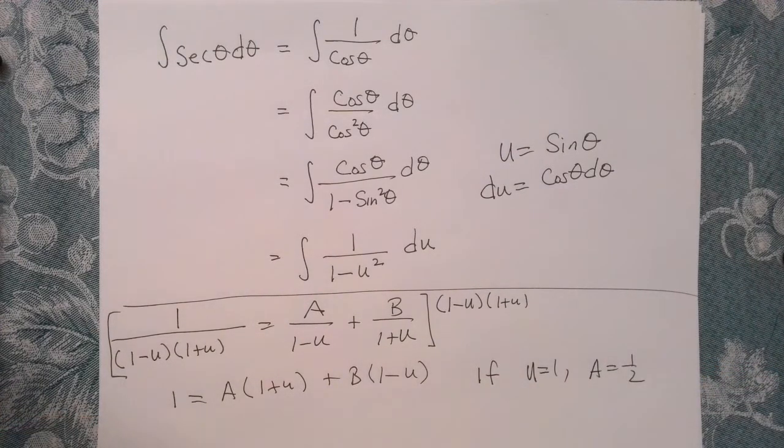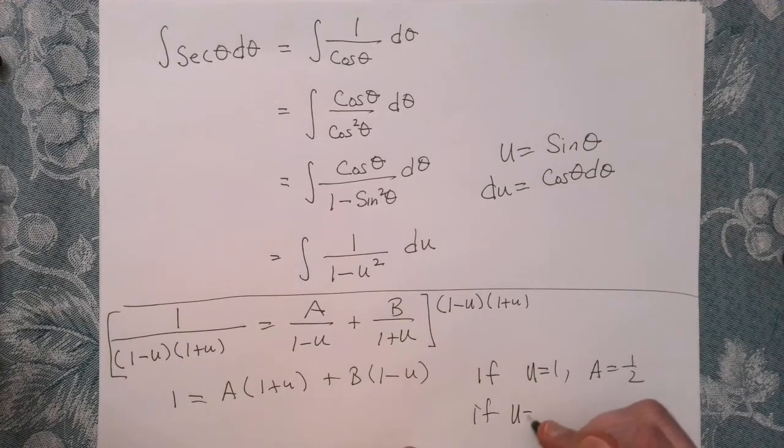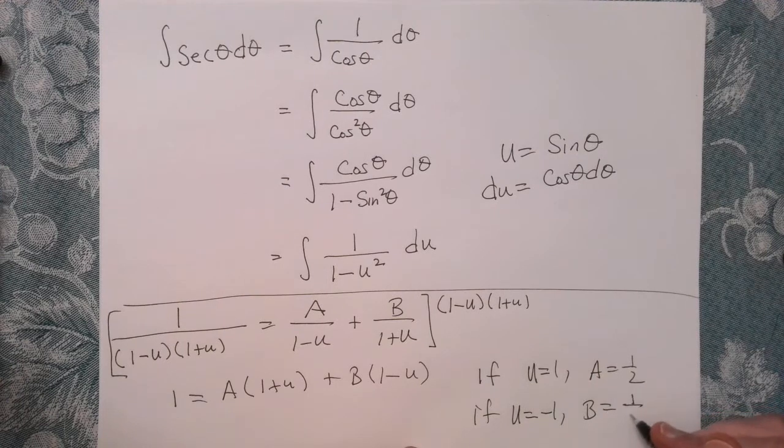You can check that. Well, if I want a to drop out so I can solve for b, if u is equal to -1, that will drop out. I can solve for b. So in that case, b is also 1/2.